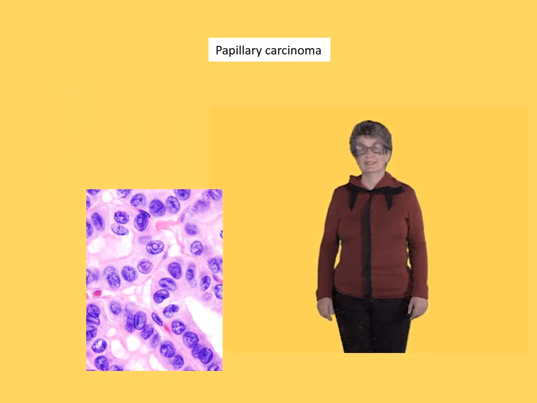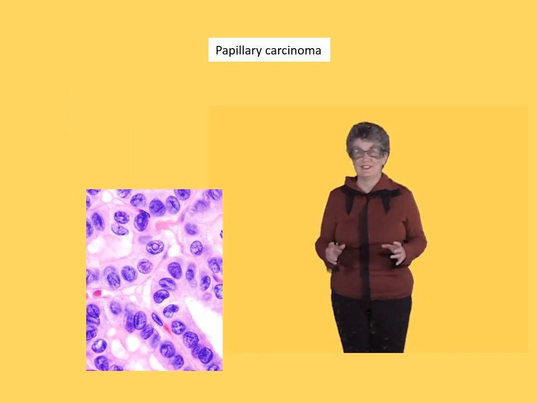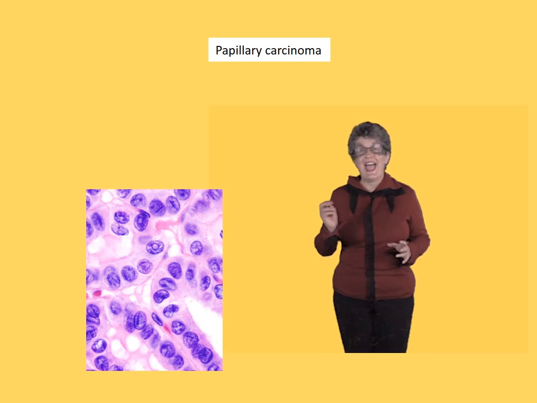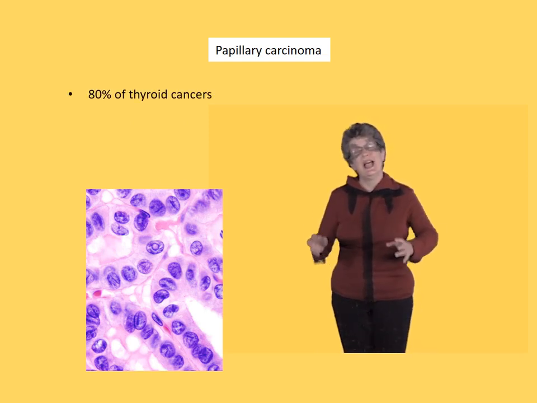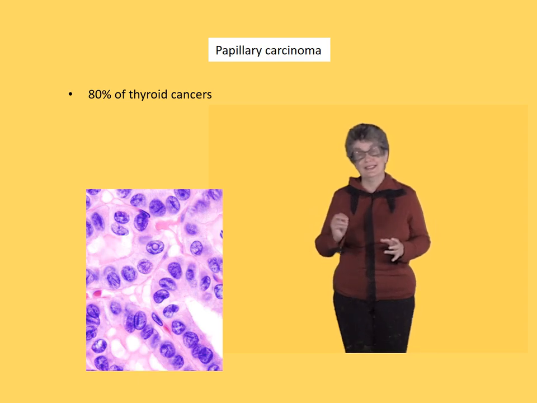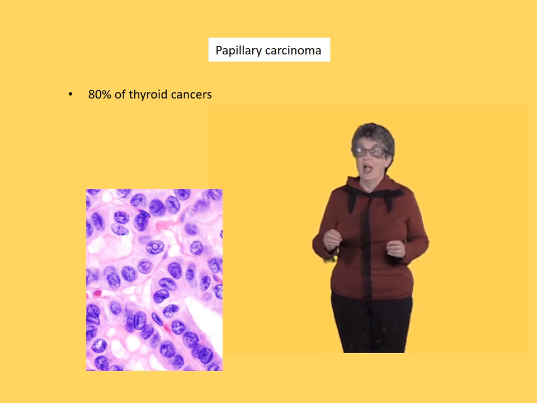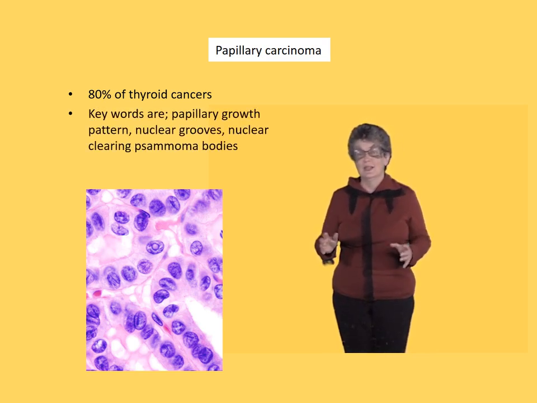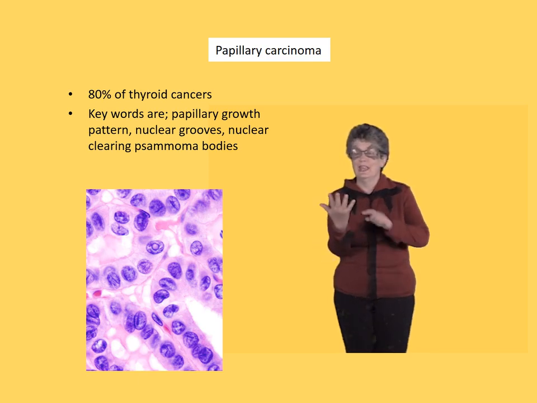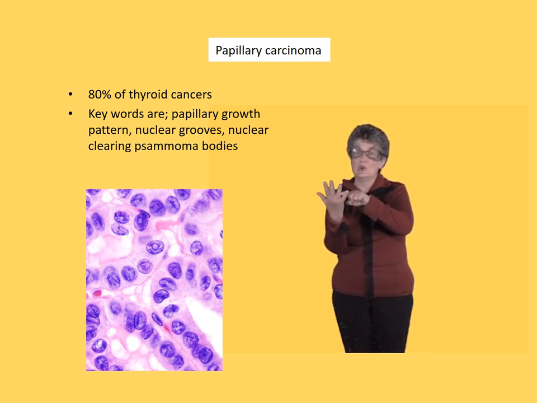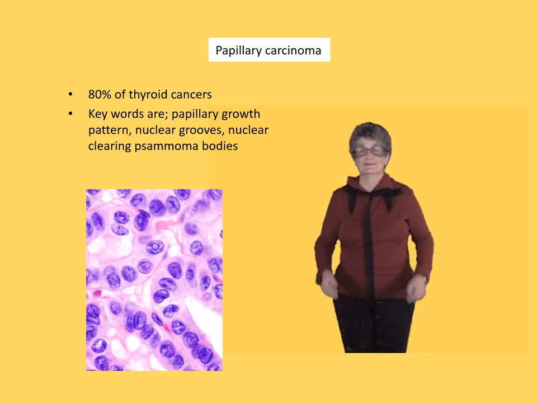Let's think about papillary carcinoma of the thyroid. 80% of thyroid cancers are papillary carcinoma, and most of the rest are follicular carcinoma. The key words in describing papillary carcinoma are a papillary growth pattern. So this is when we get papillae which have a fibrovascular core covered by epithelial cells.